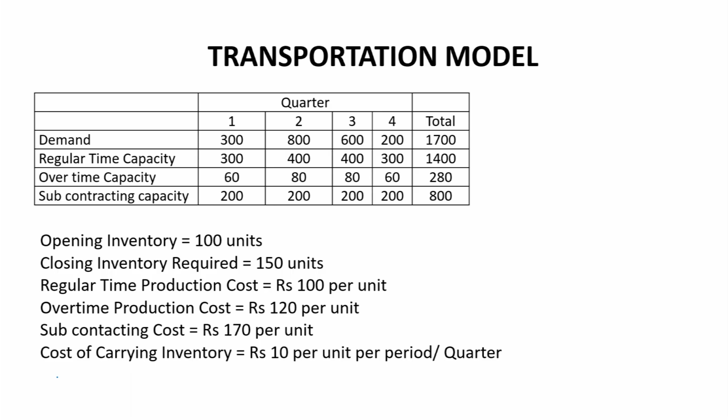So, we have demand in 4 quarters given here, and we have 3 types of capacity: regular time capacity, overtime capacity and subcontracting capacity. These are some of the cost parameters which we will use to fill the body of the matrix. This information we will use for the requirements, this information for the capacities, and this information for filling the matrix, the cost of producing and fulfilling the requirements.